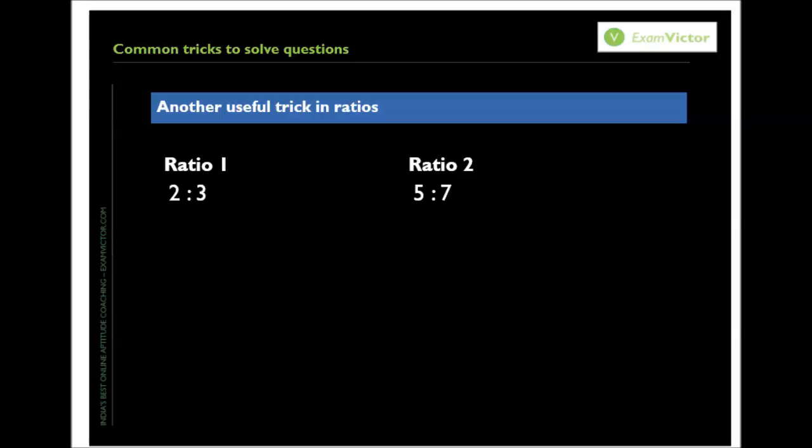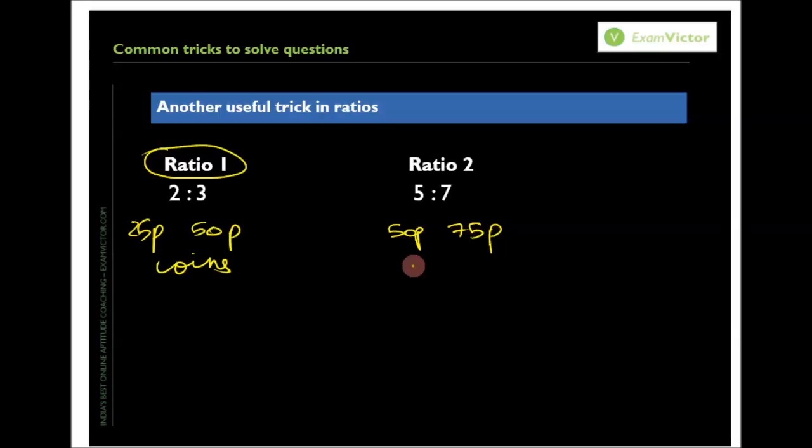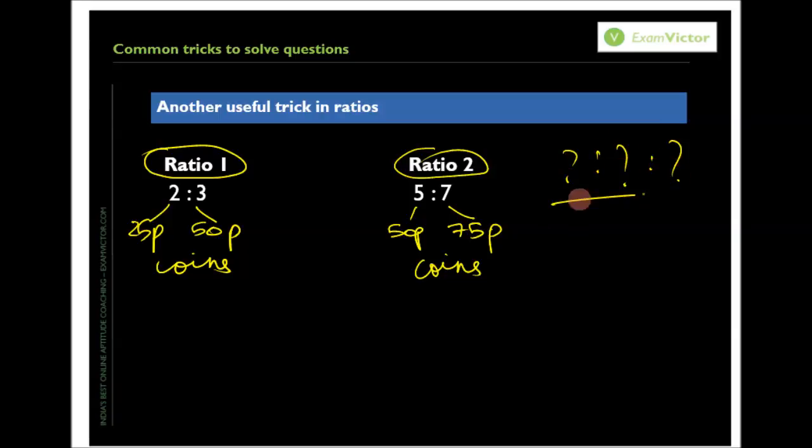Alright. Another useful trick in ratios. This doesn't happen so often, but sometimes you'll get a question where you have to combine two ratios. An example could be that ratio 1 is the ratio of 25 paise coins to 50 paise coins, right? And maybe ratio 2 is the ratio of 50 paise coins to 75 paise coins, if such a thing exists, right? Let's just assume. So ratio 2 is the ratio of 50 paise to 75 paise, and ratio 1 is the ratio of 25 paise to 50 paise. And for whatever reason, you are looking for one common ratio, something is to something is to something, for 25, 50 and 75 paise coins.